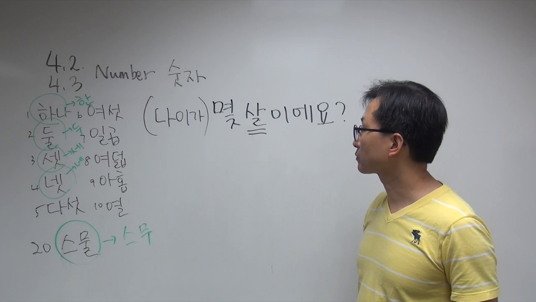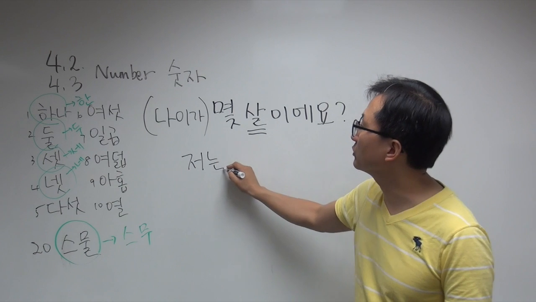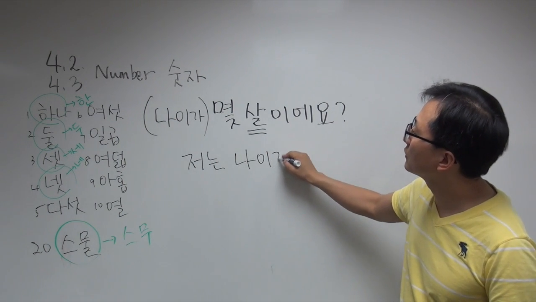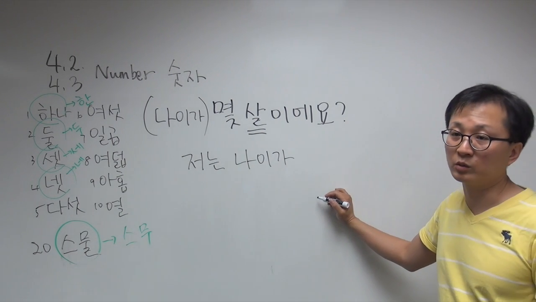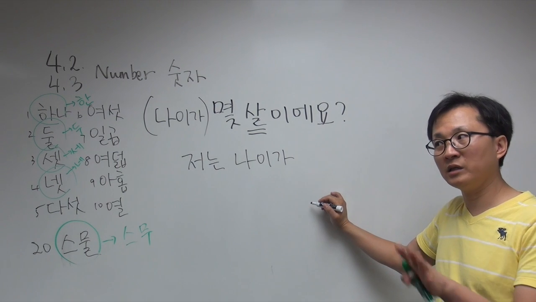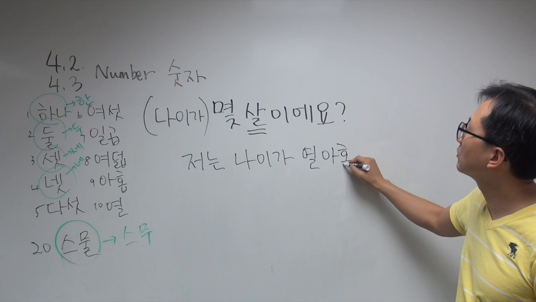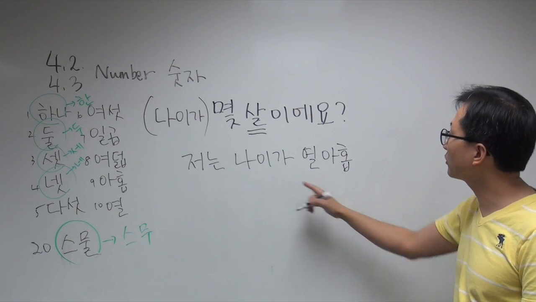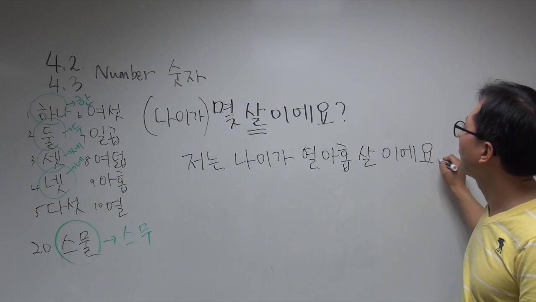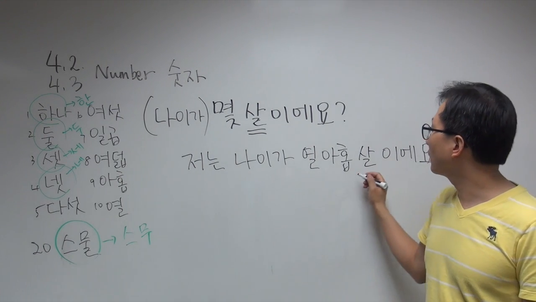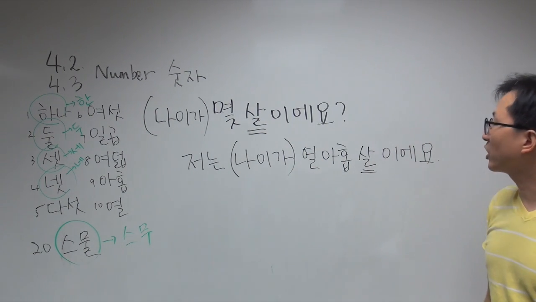몇 살이에요? Let's say you are 19. 저는 나이가, so you are specifying what you are talking about. And let's say 19. What is 19? 19, 10, 9. 19. And counter for age is 살이에요. I am 19. But as I said, 살 is counter for age, so you don't really have to say this. 저는 19살이에요.